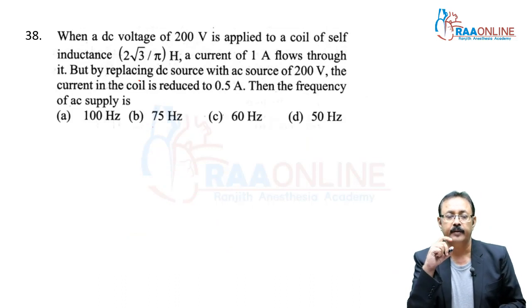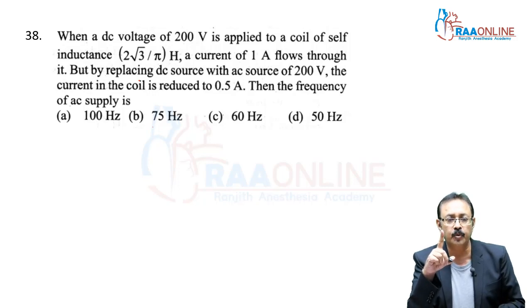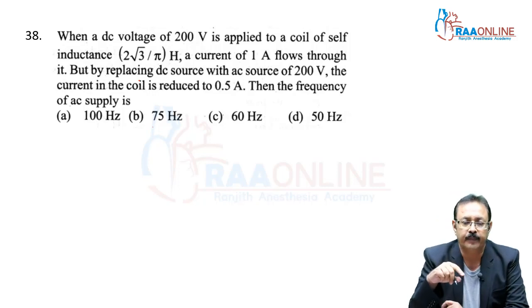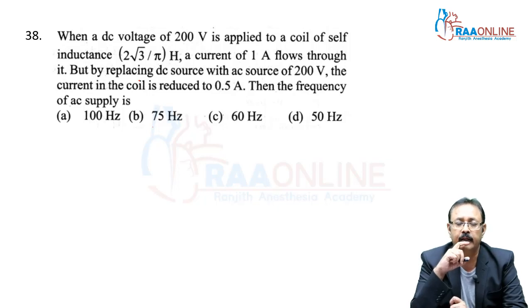Next, 38. When a DC voltage of 200 volt is applied to a coil of self-inductance 2 root 3 by pi Henry, a current of 1 ampere flows through it. But by replacing the DC source with an AC source of 200 volt, the current in the coil is reduced to 0.5 ampere. Then the frequency of the AC supply is.